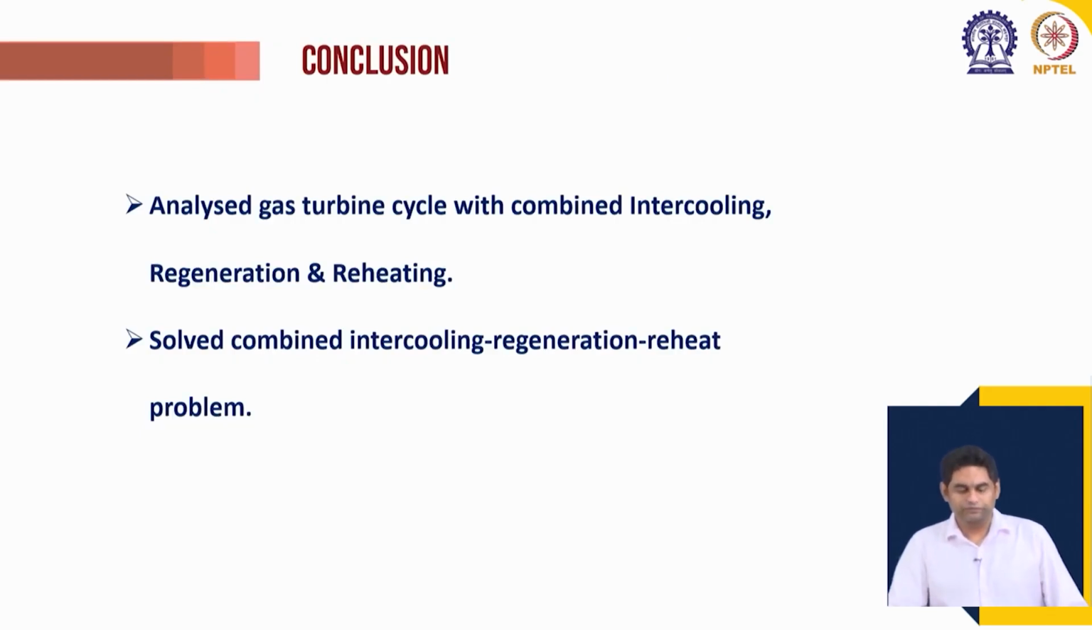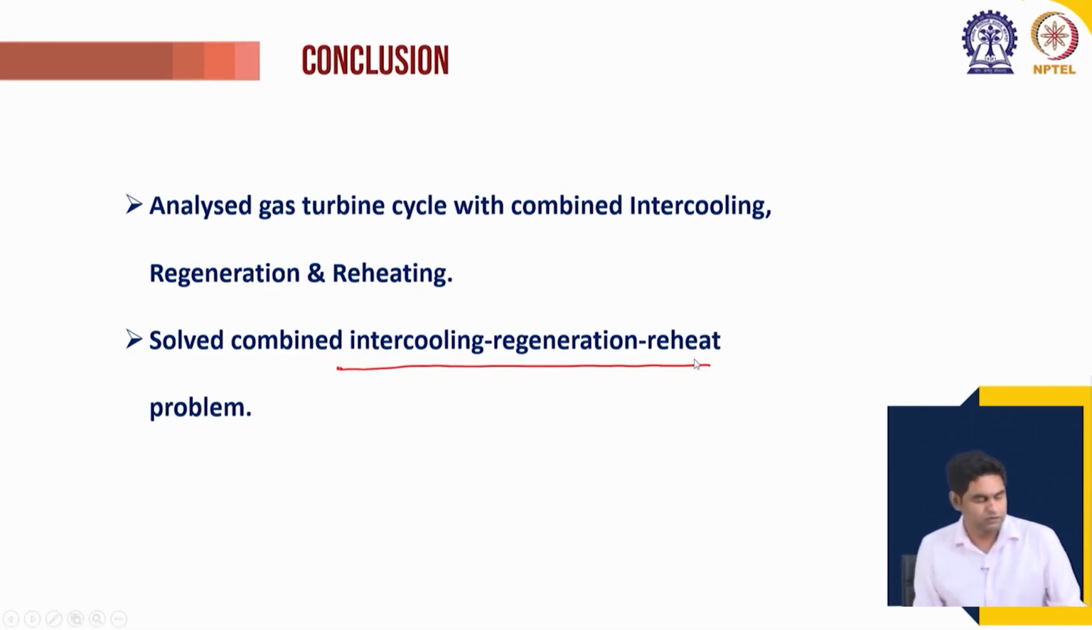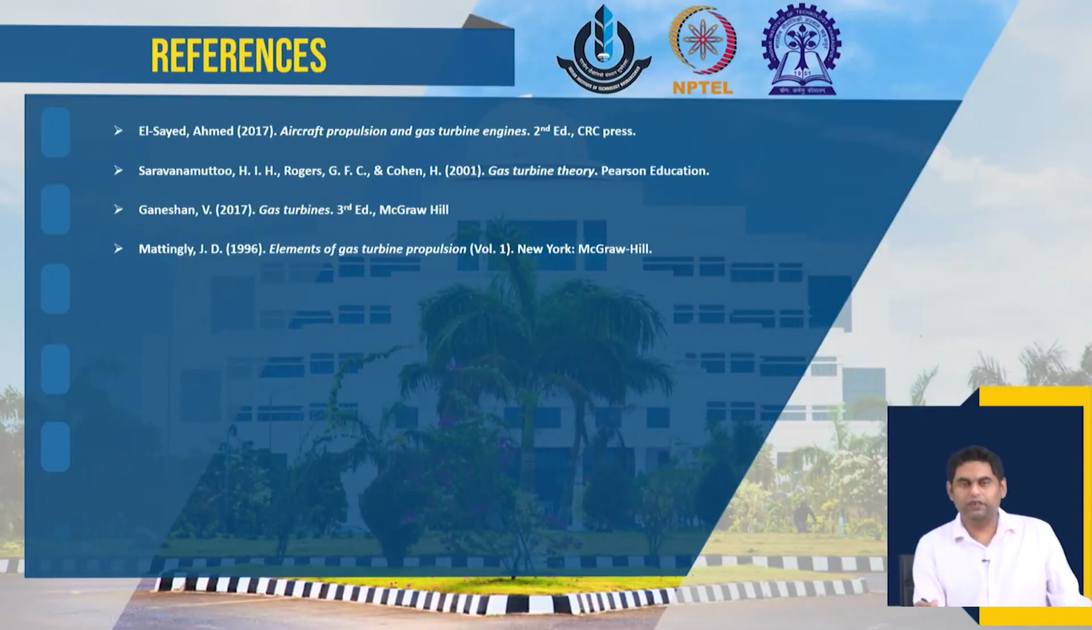So, this actually completes the individual discussion of all these ideal gas turbine cycles. We have analyzed the final cycle, which combines all the three important processes: intercooling, regeneration and reheating, and we have solved a problem based on the same framework and same setup. So, same design parameter values. We have obtained the performance parameter values, efficiency and work output, for this combined intercooled regeneration reheat cycle. Okay. So, these are the references.